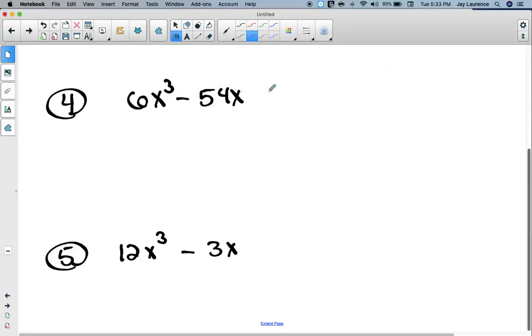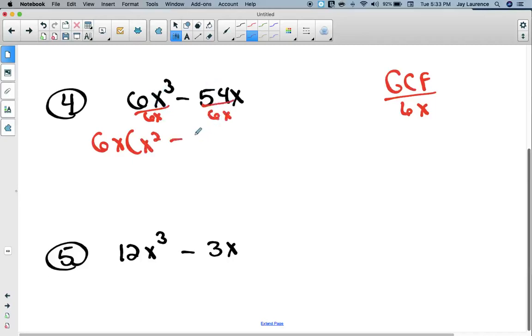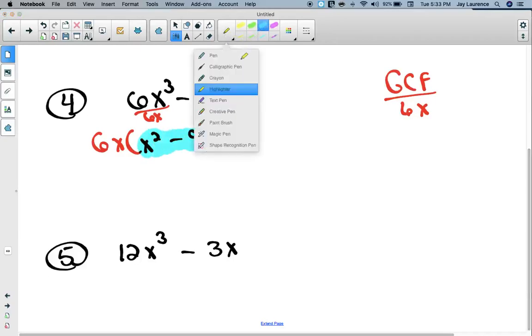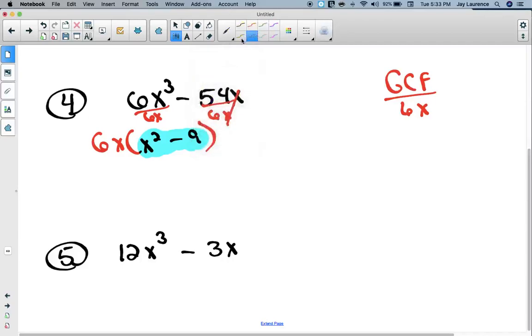So first of all, there's a GCF in here. I think my GCF for number 4 is going to be 6x. So I'm going to factor out a 6x, which means I'm going to divide by 6x. Well, that's going to be x squared, and that's going to be 54 divided by 6 is 9, and the x's cancel. Now, many of you are stopping here, but what you're not realizing is inside this quantity, right here, x squared minus 9, that's the difference of perfect squares. It's 2 perfect squares, and it's a subtraction problem.